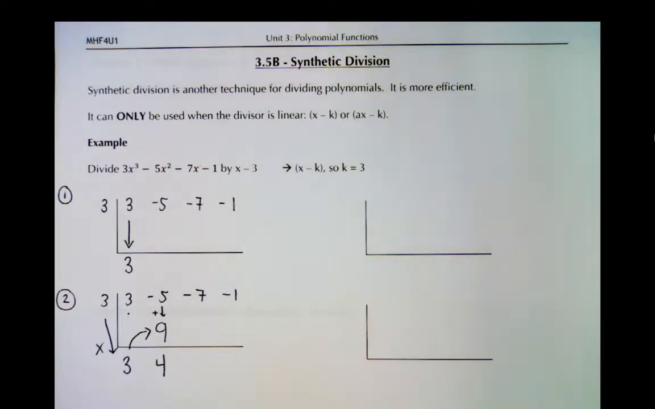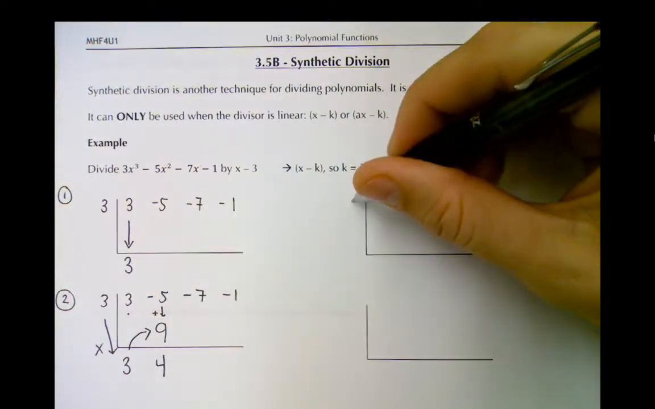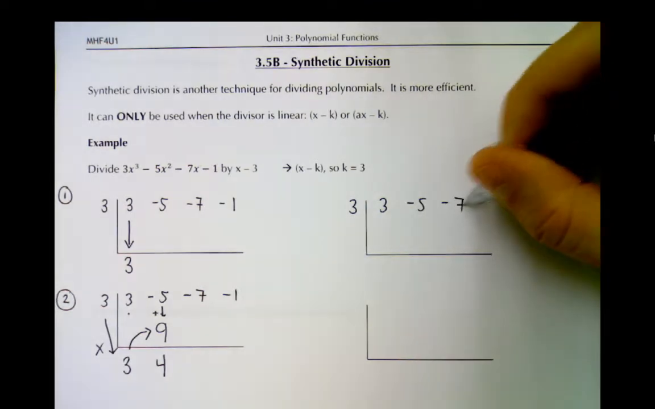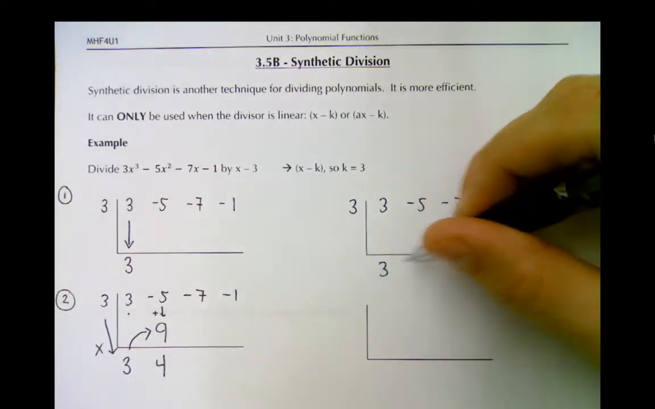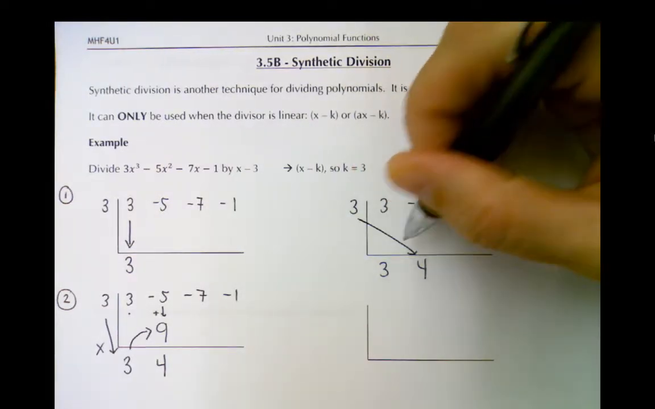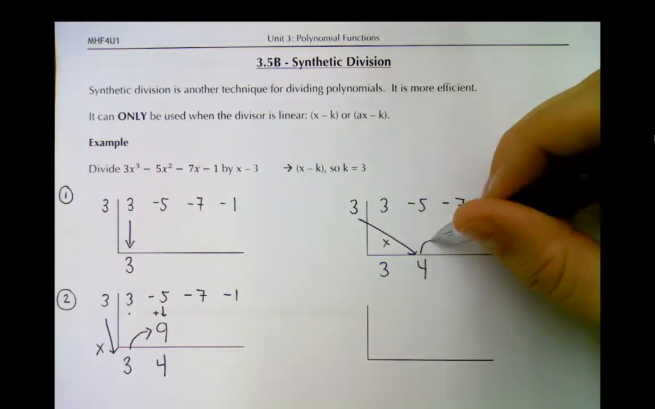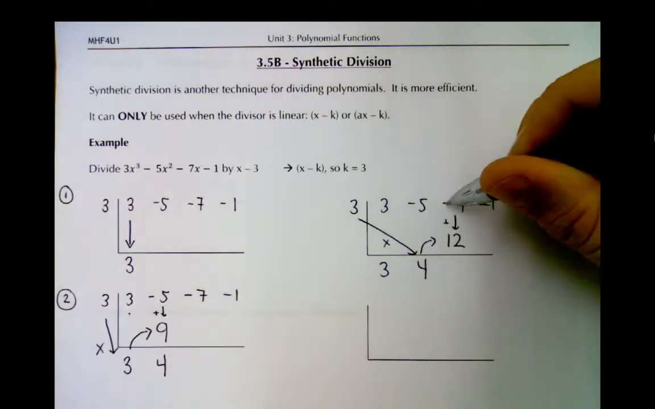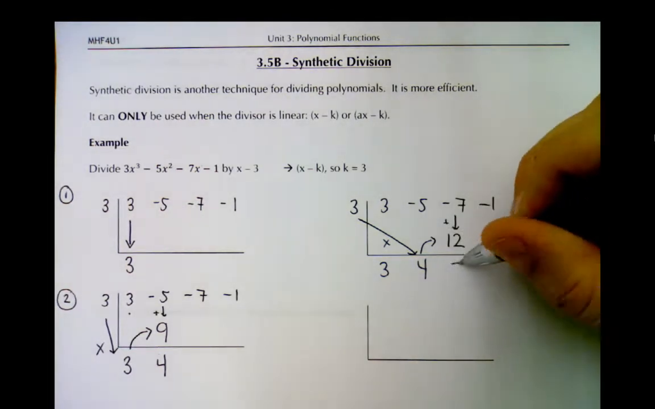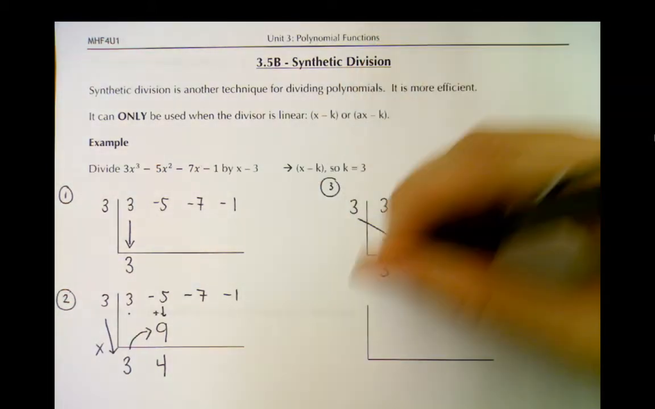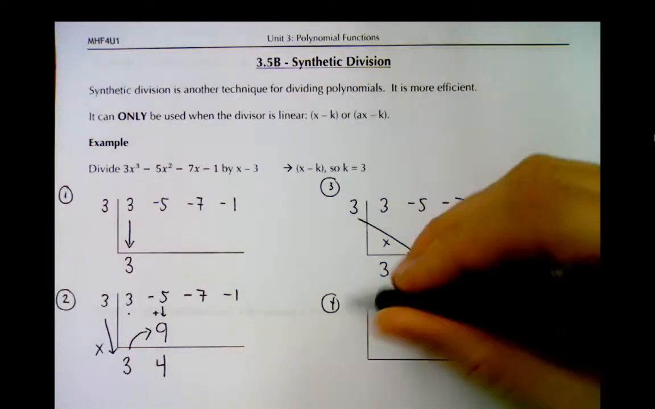And then we repeat the process. So I'm going to rewrite up here. We've got 3, minus 5, minus 7, minus 1. We got 3 and 4 on the bottom. So we're going to do 3 times 4, which gives us 12. And then we're going to add down the column. Negative 7 plus 12 is 5. That's our step 3. And step 4, we're going to repeat the process one more time.